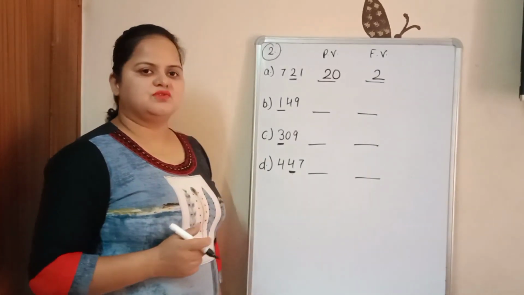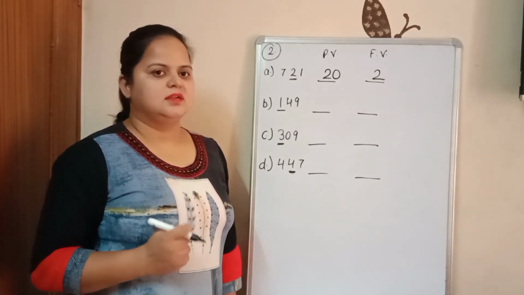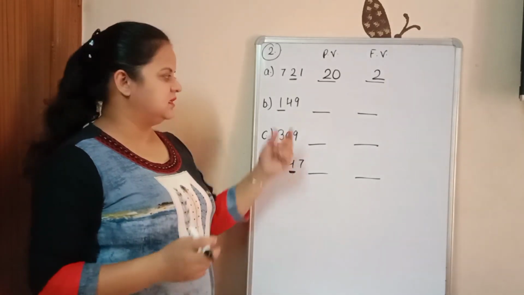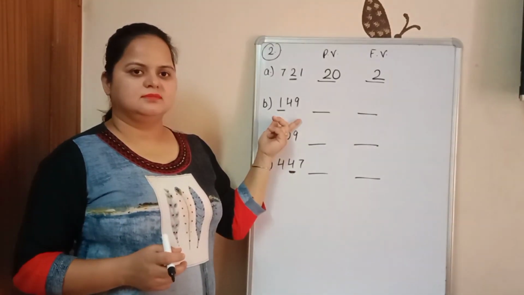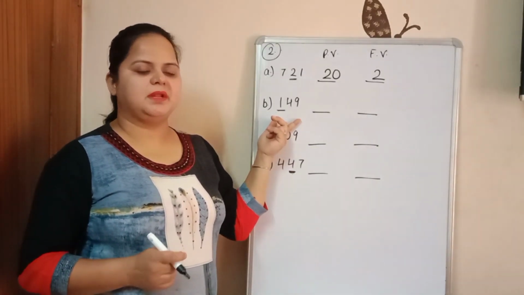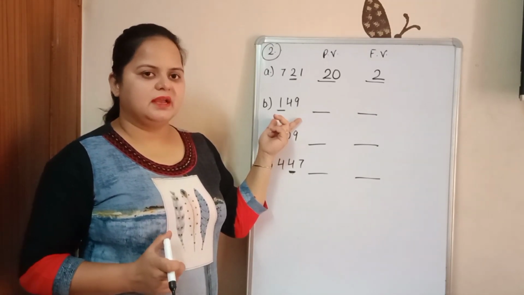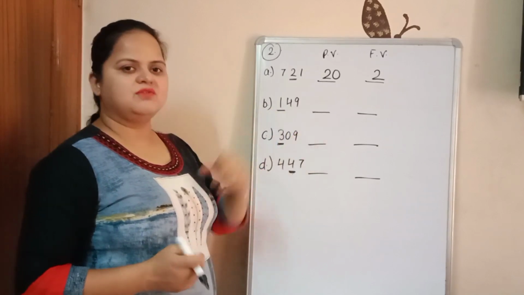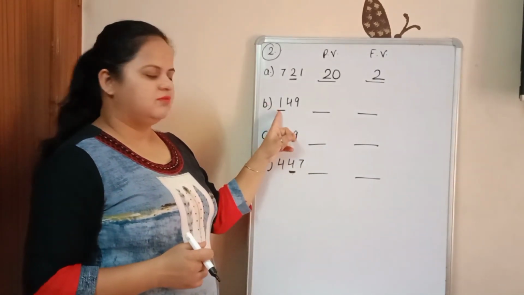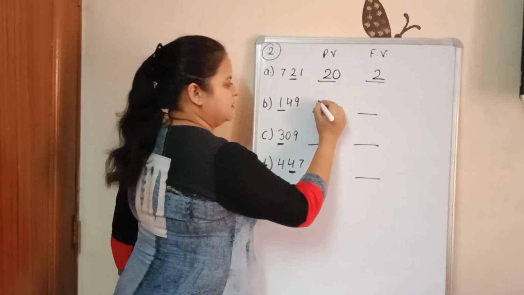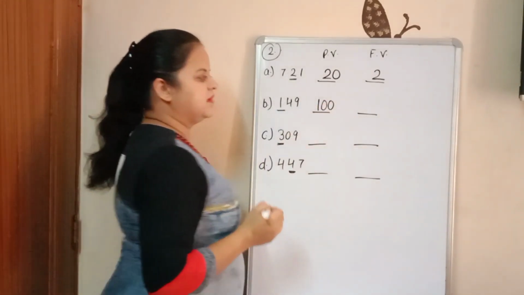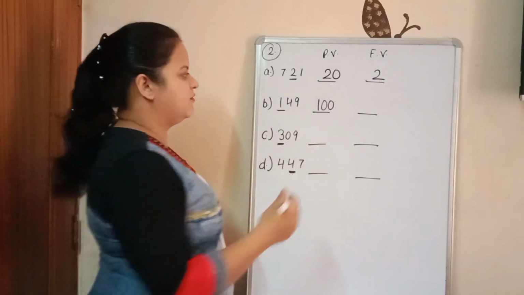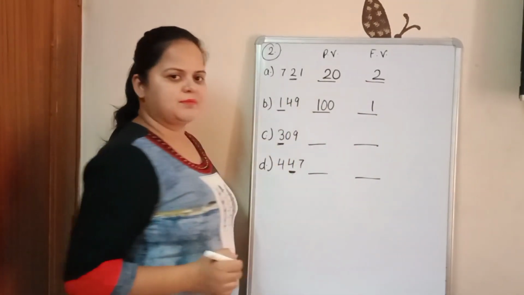Okay, the next is 149. Now who will tell me the place value of 1 in this number? On which place is 1 placed? Yes, on hundreds place. Very good. So here we will write 100. The place value of 1 is 100 and face value of 1 is 1.